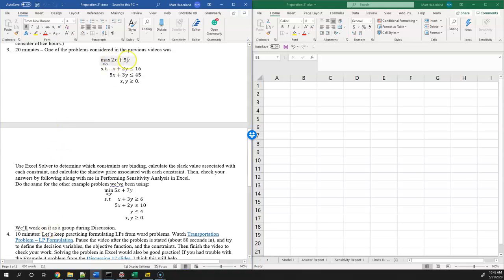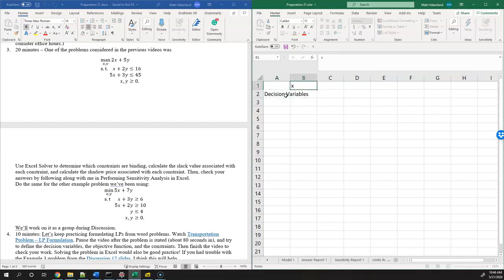All right, we're studying this problem here. Maximize 2x plus 5y subject to these constraints in Excel. So we'll start off by making our model in the spreadsheet. I like to put my decision variables up top.